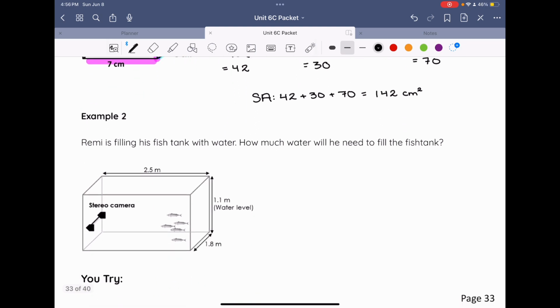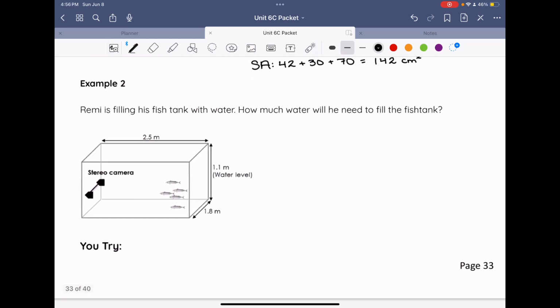Let's look at example 2. It says Remy is filling his fish tank with water. How much water will he need to fill the fish tank? Well, this is the example that I used not too long ago. So remember, we're filling his tank. So fill the fish tank. Well, if we're filling something up, that's the inside of my shape. So that's going to have to do with volume.